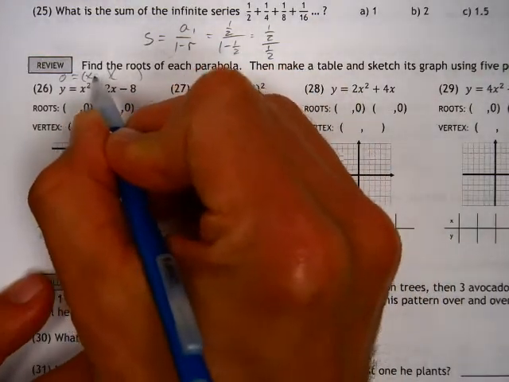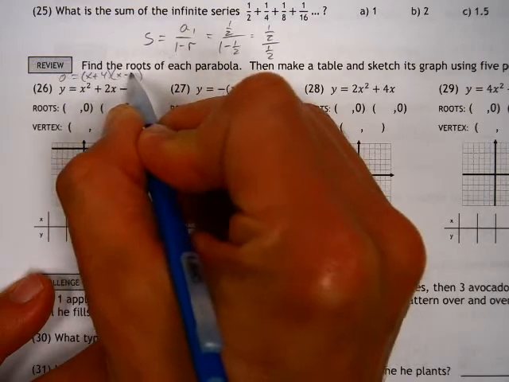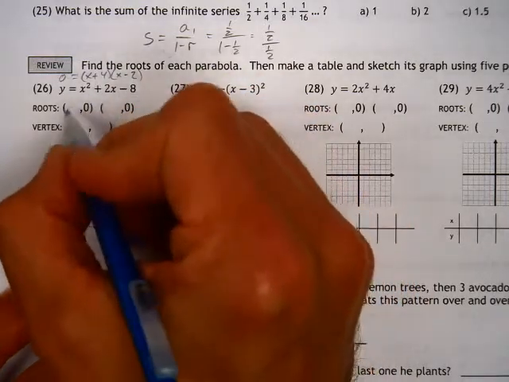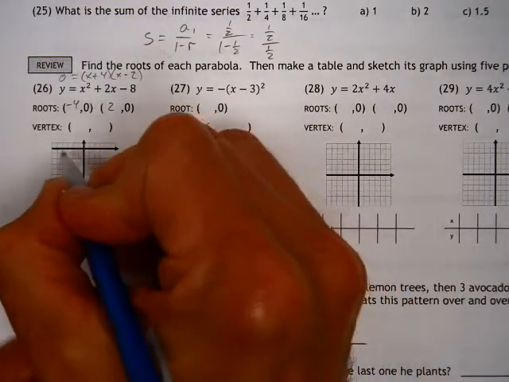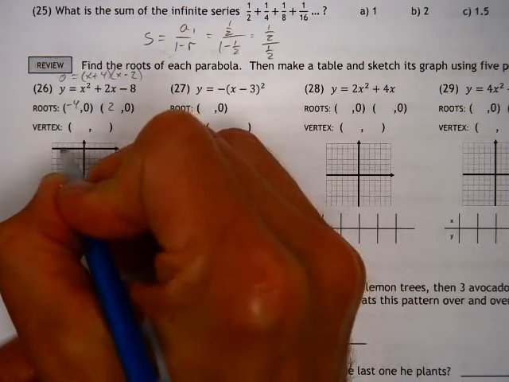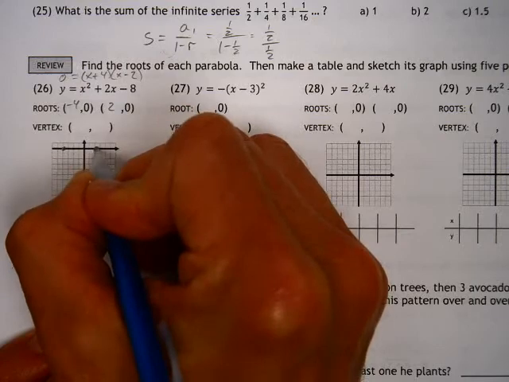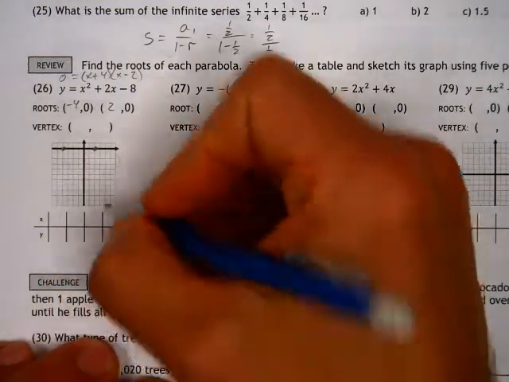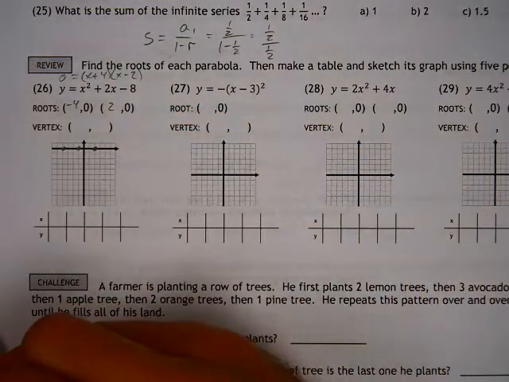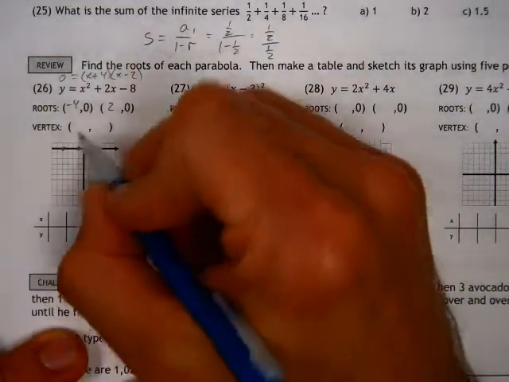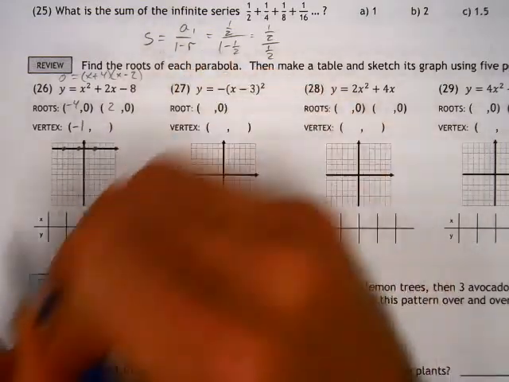When you factor this, it's an x plus 4 and an x minus 2. So that gives you a root at negative 4 and positive 2. I would suggest putting that dot there and that dot there, and you can kind of build around it. The middle of that is going to be right here, and that'll help you find the vertex. Okay, that means you know that the vertex is going to be at negative 1 something.